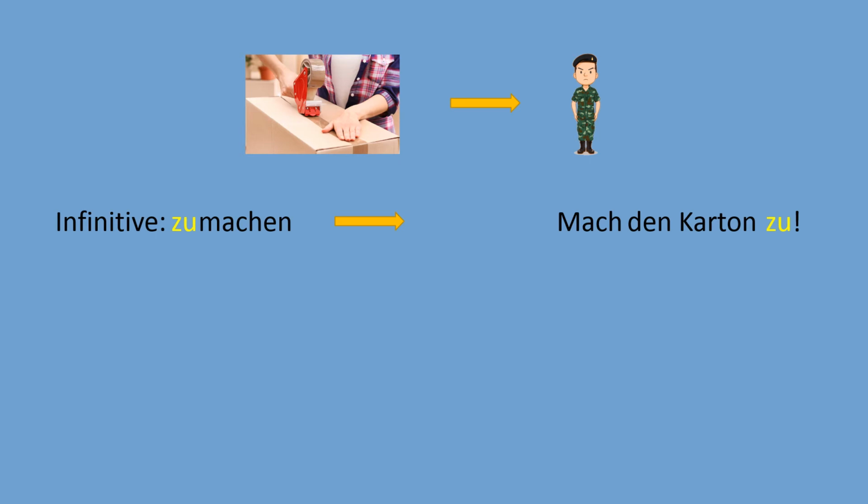What about when we don't want to do something? You remember, as usual, what we do when we negate the verb in the German language: we put a specific negation at the end of the sentence, the negation nicht. But here we already have a prefix at the end. So how can we create a negation? How can we negate a verb which has a separable prefix? So how do we say do not close the box?